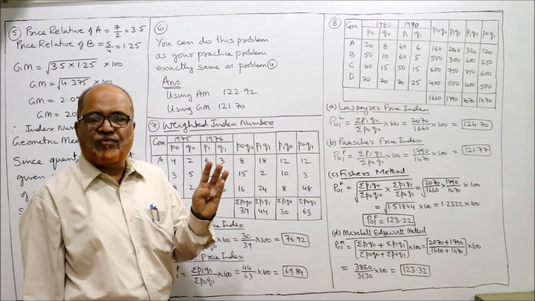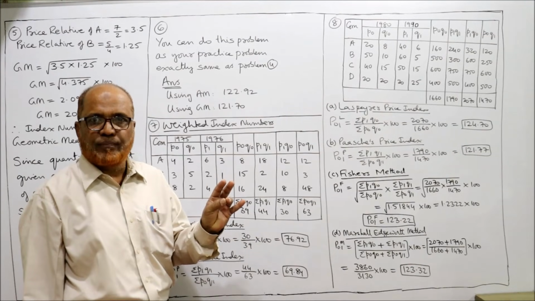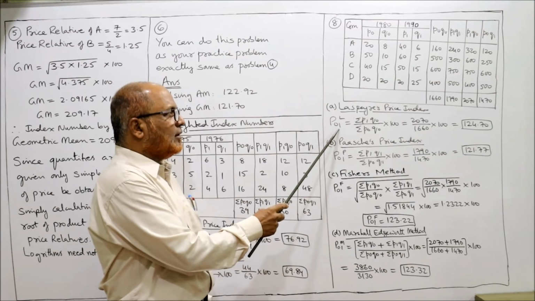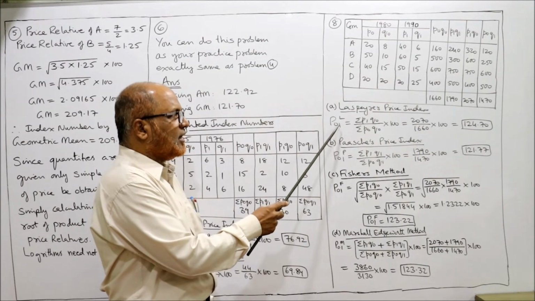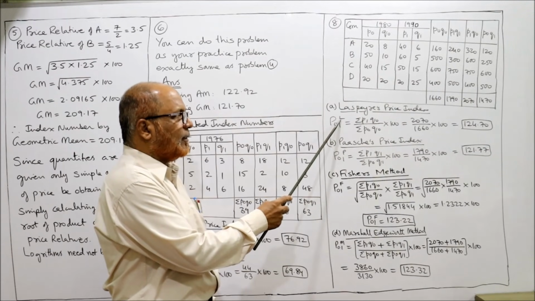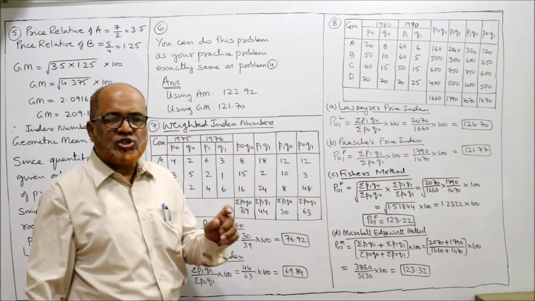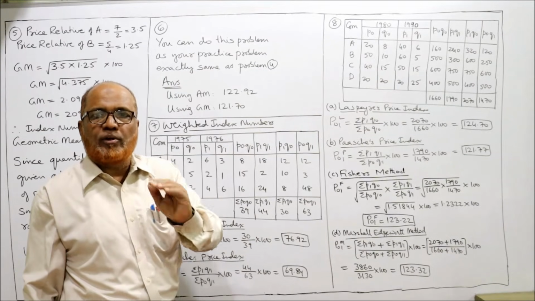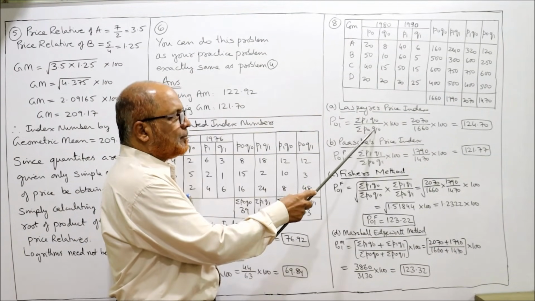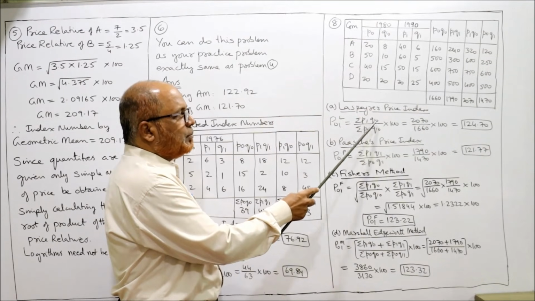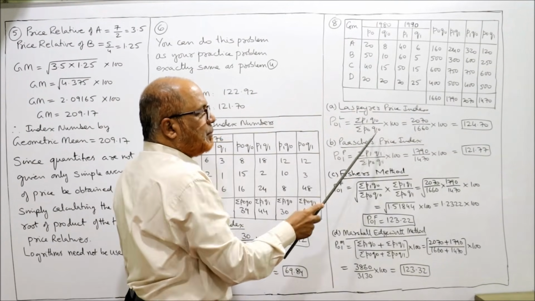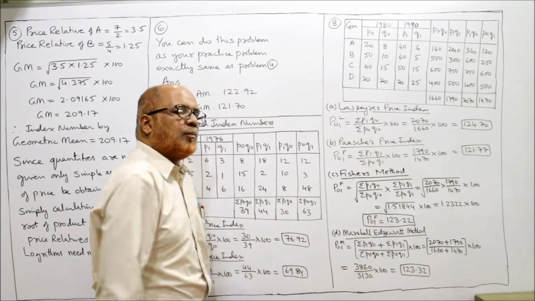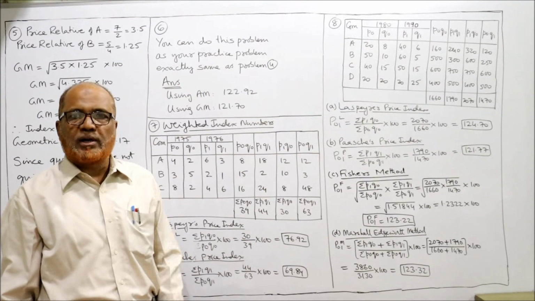Now we have to apply four methods: Laspeyres, Paasche's, Fisher's, and Marshall-Edgeworth's. Laspeyres method: P01L, the price index of the current year compared to the base year. Summation P1 by P0, first of all you should write. Now multiply numerator and denominator with Q0, the base year quantity. So it will become P1Q0, which is 2070, by P0Q0, 1660, into 100: 124.70. One price index we got, Laspeyres.